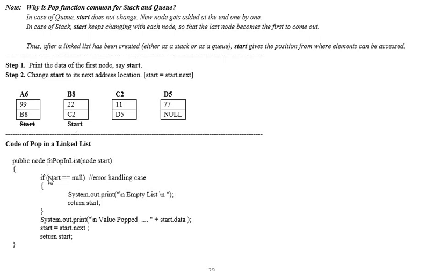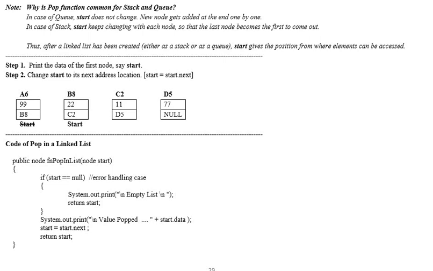Now this is the code, and pop is comparatively simpler than push of stack and queue. So what is the code of pop? Whatever start I give, in case start reaches the end, that is, start reaches null, then there is nothing to return. It will be an empty list. But if there is something, then that will be the element which is getting popped out, and start simply goes over to the next node, right?